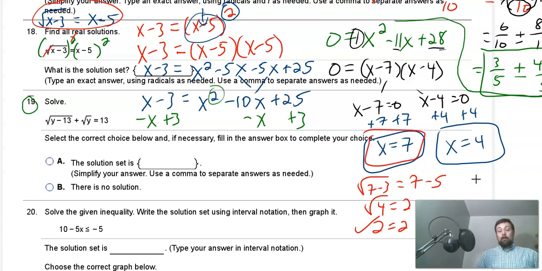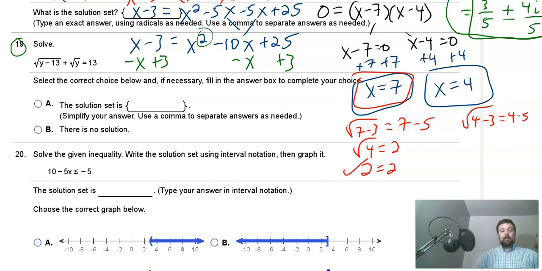4, however, will not be. If I plug in 4 for x, I get the square root of 4 minus 3 equals 4 minus 5. The problem is that the square root needs to equal a negative number, right? We're going to get negative 1 here. 4 minus 5 is negative 1. Here, 4 minus 3 is 1. The square root of 1 is positive 1. So the issue is a square root never equals a negative number.